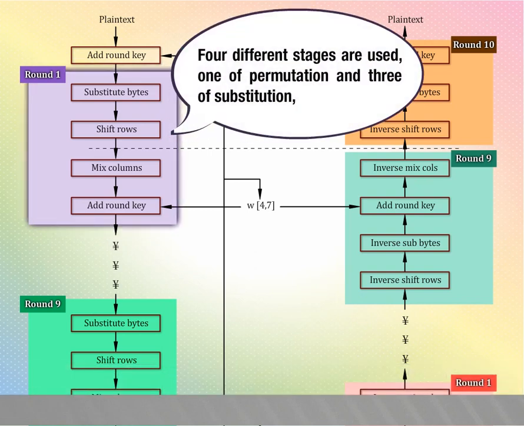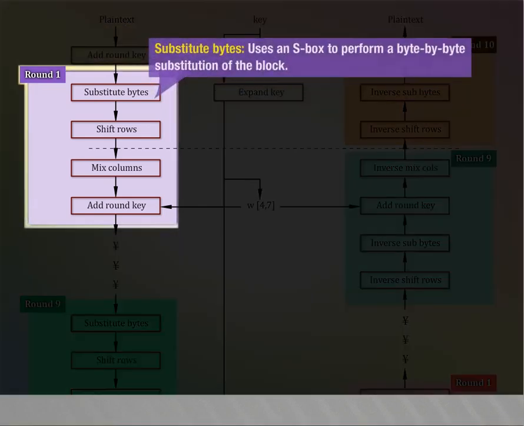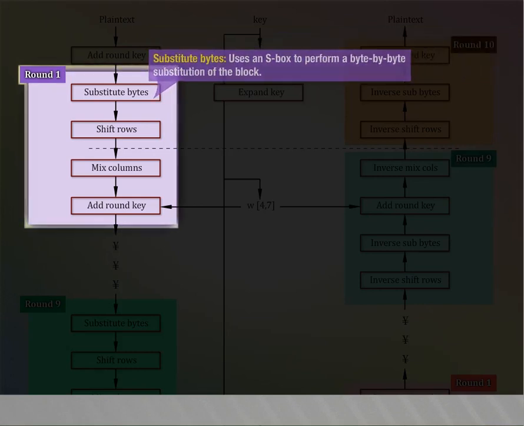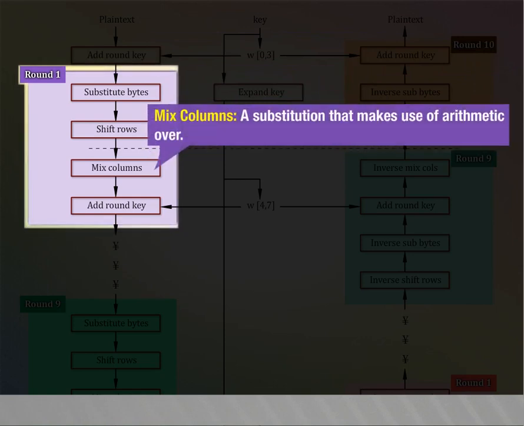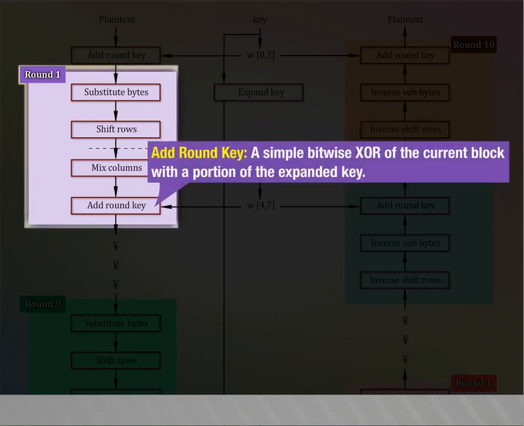4 different stages are used, 1 of permutation and 3 of substitution. Substitute bytes uses an S-box to perform a byte-by-byte substitution of the block. Shift rows, a simple permutation. Mix columns, a substitution that makes use of arithmetic over a finite field. Add round key, a simple bitwise XOR of the current block with a portion of the expanded key.